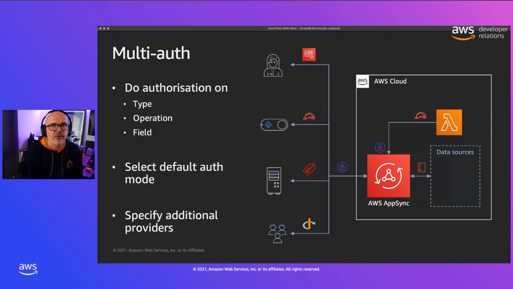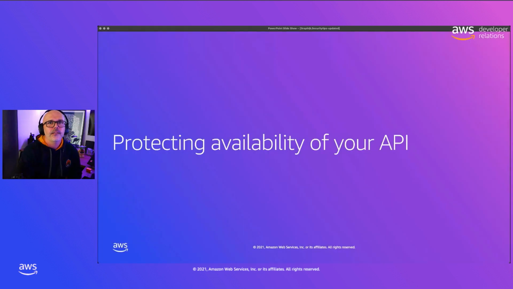You select the default mode and then you specify additional providers. So you can get pretty granular as you specify which types of mode has access to different fields. This multi-authorization setup is pretty powerful and well worth checking out. So that's authentication and authorization strategies that you can adopt to protect your API.